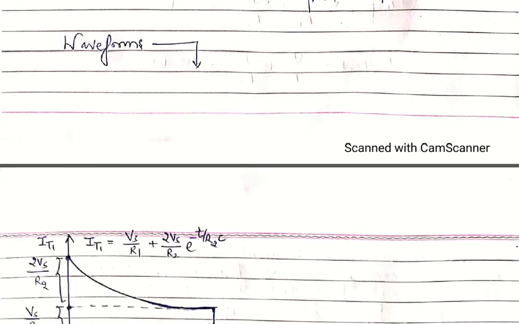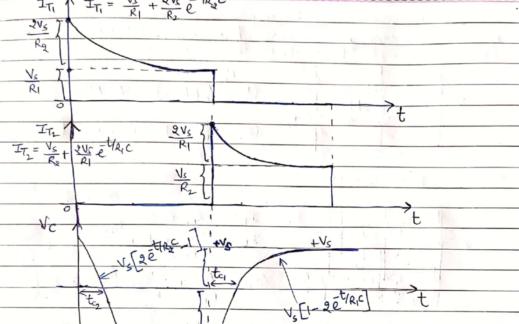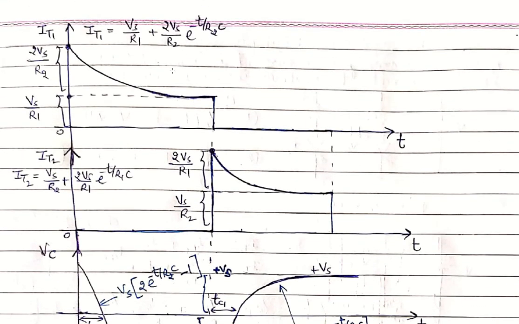Now we will come to the waveform part. In the waveform, we simply draw the waveform by looking at this expression. So IT1 will be VS divided by R1 plus 2 VS divided by R2 times e raised to the power minus t upon R2C. So one is the exponential behavior, and after that, it will settle at the level of VS divided by R1 at t equals infinity. So at t equals infinity, it will just take a level of VS divided by R1.